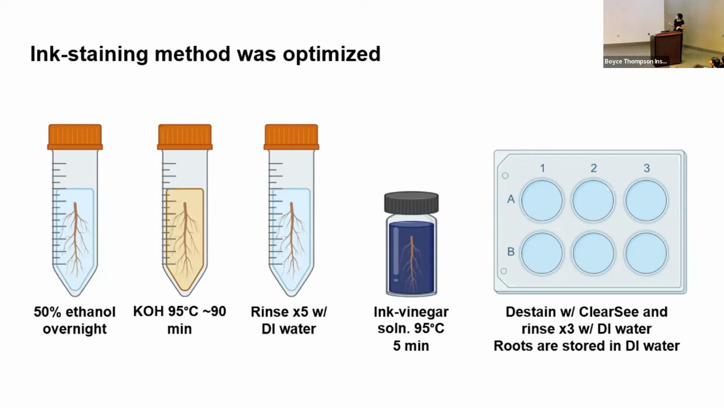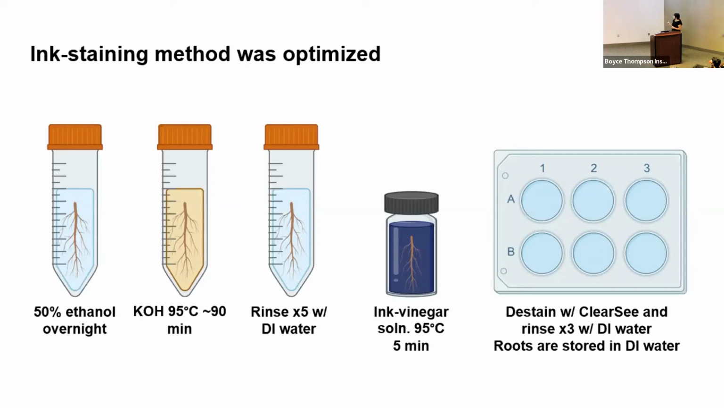We then needed to change the time that we were leaving our roots in the actual ink vinegar solution for, because we originally started out with 10 minutes, but even after destaining, this left us with roots that were far too dark for the structures to be clearly visible under the microscope even. So once we got it down to 5 minutes, we were left with much better results.